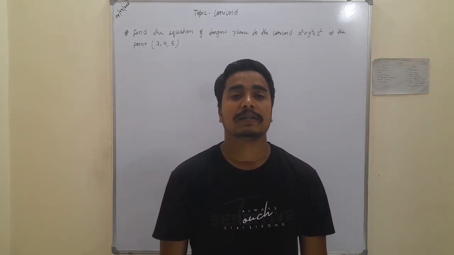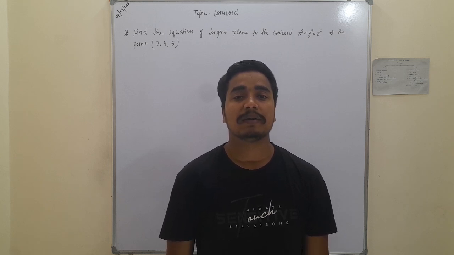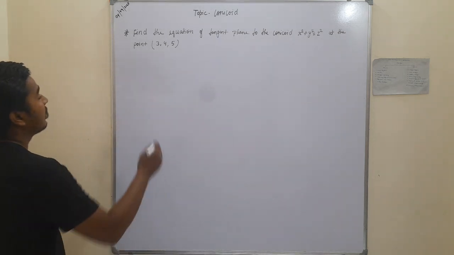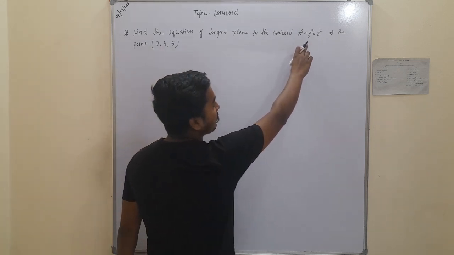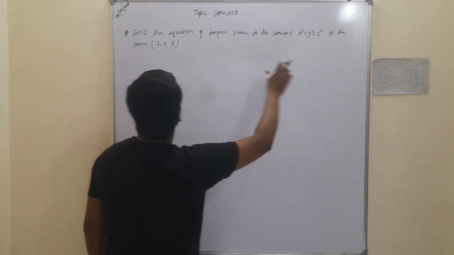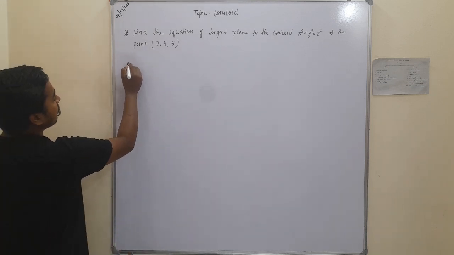Hello everyone, myself Hans. Today we are going to solve the given problem from the topic conicoid. The question is: find the equation of the tangent plane to the conicoid x square plus y square is equal to z square at the point (3, 4, 5). Let's solve the problem.